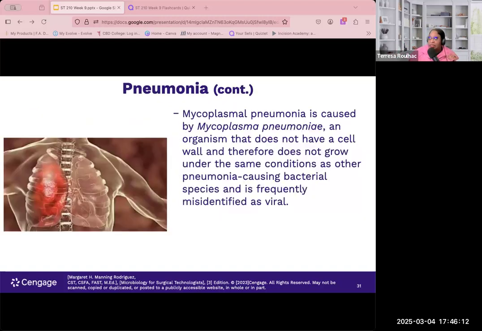A couple more diseases. Now, mycoplasmal pneumonia is caused by Mycoplasma pneumoniae, which lacks a cell wall. This pneumonia, often misidentified as a viral infection, is common in young adults and children, and this is what's called walking pneumonia because symptoms are mild and patients can often function despite being infected.